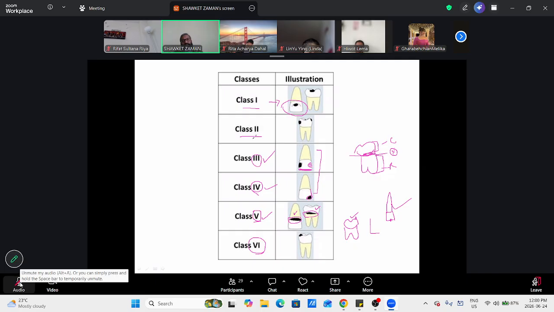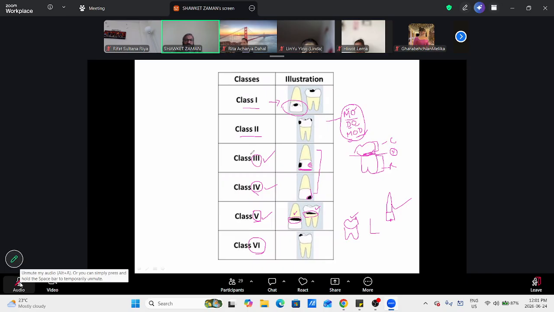When it comes to class 2, it involves the occlusal surface as well as the mesial and distal surface. We call them the MO, or the DO, or the MOD, on the basis of their involvement. MO means mesio-occlusal surface. DO means disto-occlusal surface. MOD means mesio-occluso-distal surface. That is the way we can explain depending on which surface is involved.